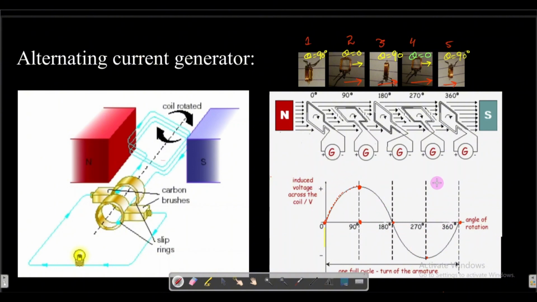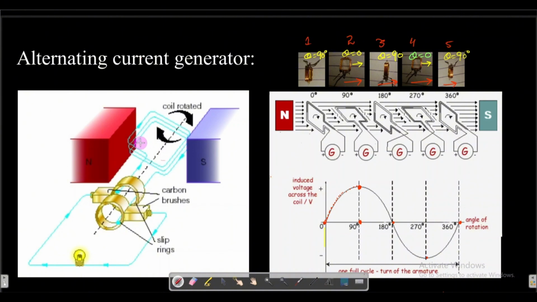Now the question that arises here is why the EMF is positive here and the EMF is negative here, which is given by Fleming's right hand rule.